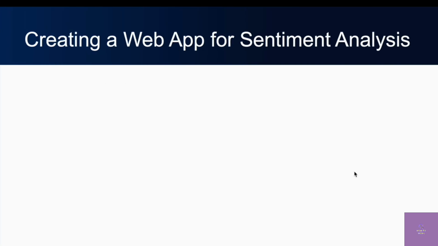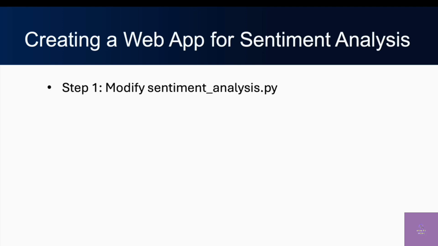Next, I'm going to go ahead and create a web app for sentiment analysis. Now let's build a Gradio web interface for interactive sentiment classification. We'll follow the two steps. First, we'll modify our sentiment_analysis.py file, update the script to add the Gradio interface. Next, we're going to run the web app.